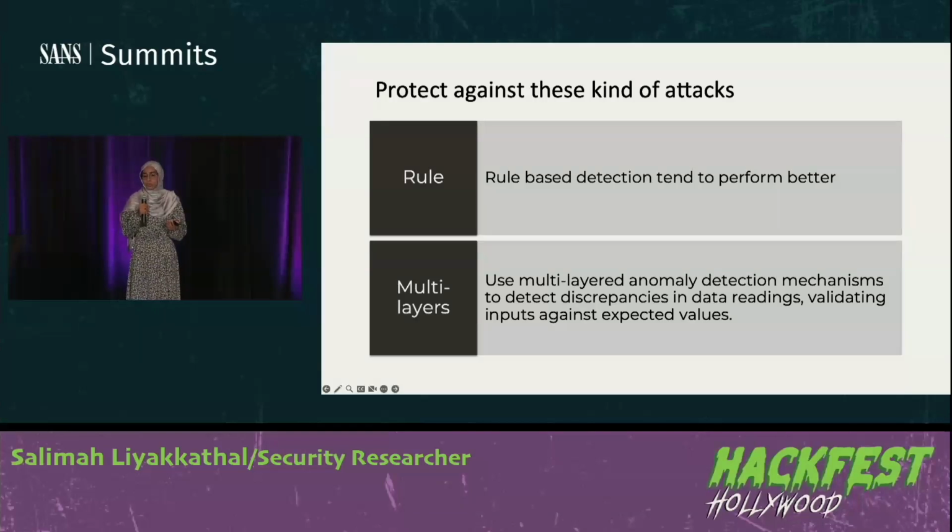Secondly, to protect against this kind of attack is to use multiple layers. This could be a multi-layer defense mechanism, so you catch what is missed by the other detectors, or also multiple layers in terms of network. So it could be different layers of network to find any discrepancy of readings in the data.